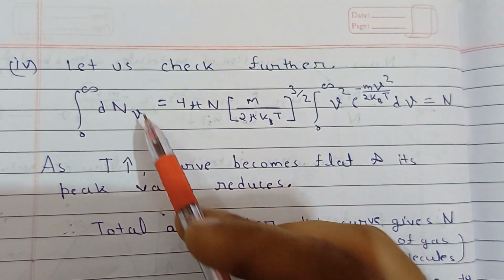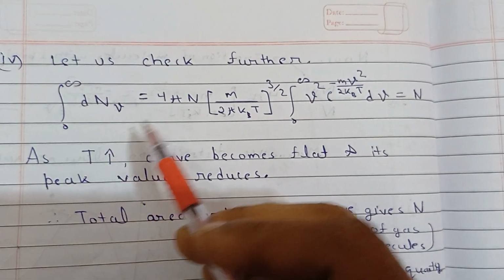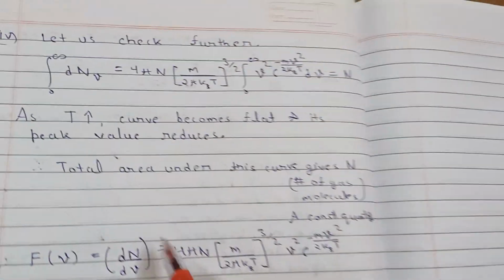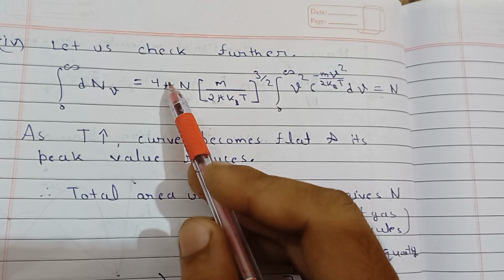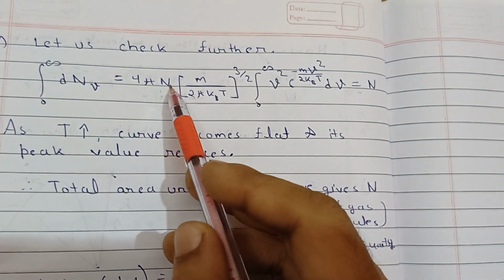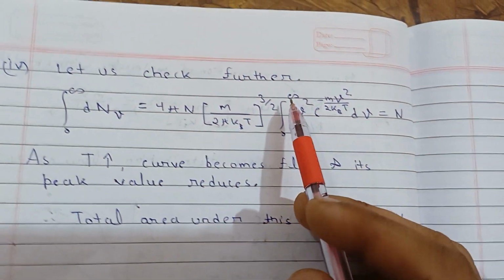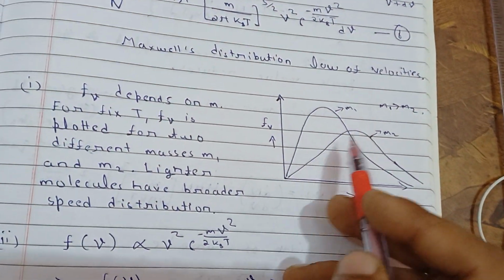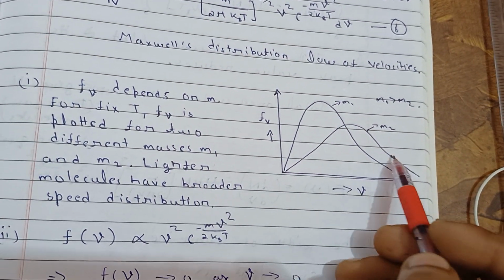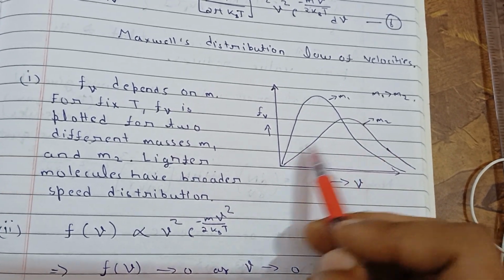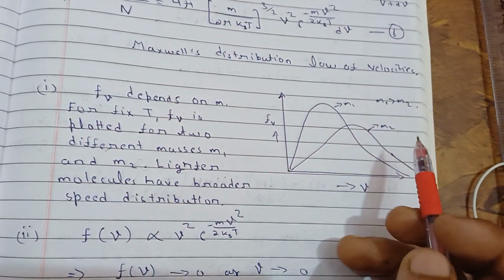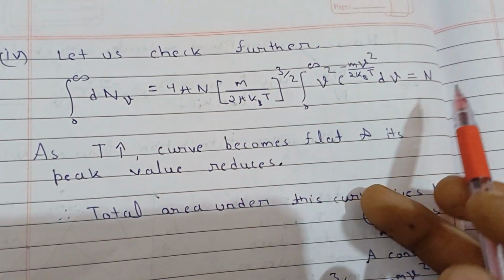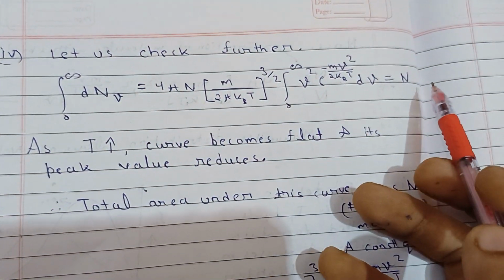Now we can also check that if you integrate over the whole velocity, the total number of particles must be n. Take this n outside the integration; the integral we already did, that is 1. Multiplied with n, it gives n. So the total number of particles always remains constant, that is n. Whatever variation you make here, the total number of particles will remain the same. That's why we get a narrow curve or a broader curve for different masses and different temperatures.